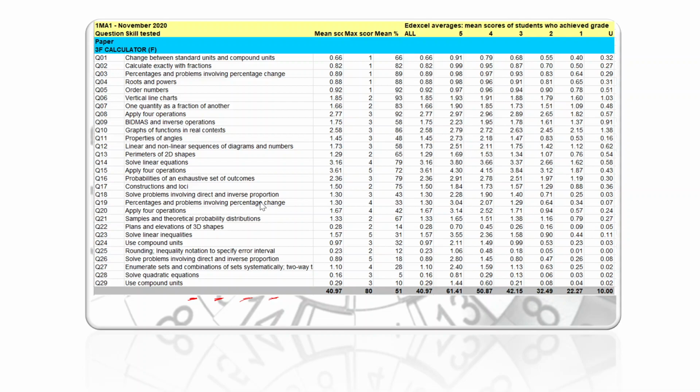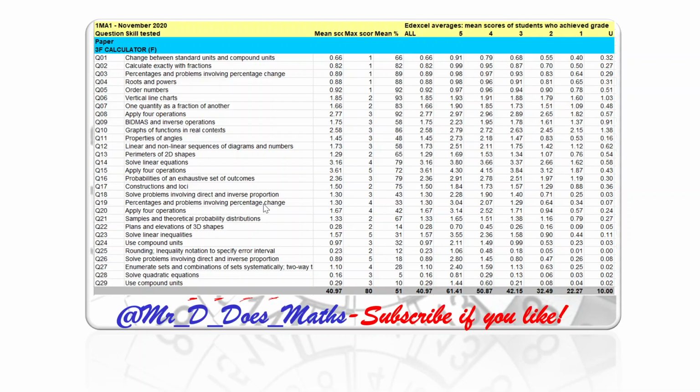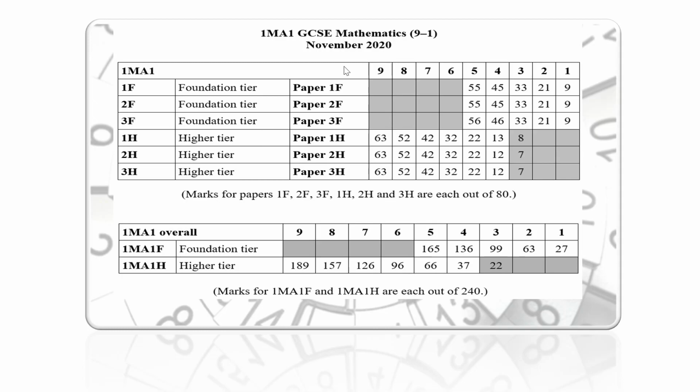But anyway, thank you very much for your time. Final thing before I go, for the November 2020 series, for the paper that we've just done, which was the 3F, those are your grade boundaries: 56 for a 5, 46 for a 4, 33 for a 3.